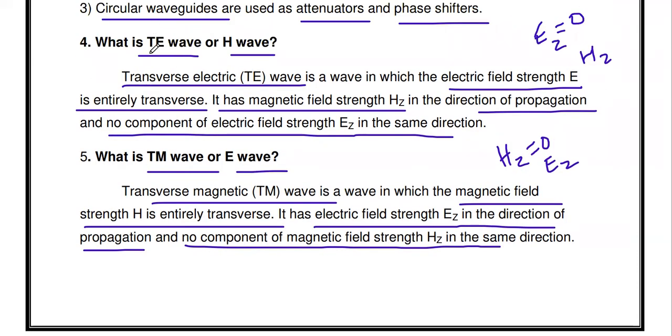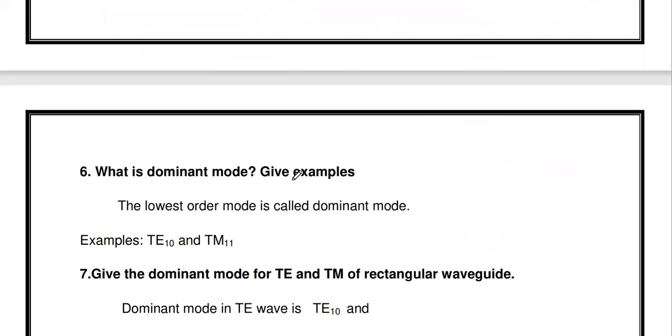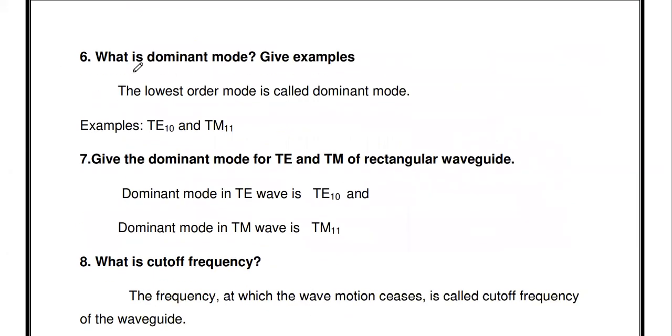So, shortly saying, for a TE wave, the EZ component is 0 and the HZ component is available. In a TM wave, the magnetic field component in the Z direction is 0 and the electric field component is available. That is the difference between the TE and TM wave. This TE and TM wave is an important 2-mark question. And the next one: what is dominant mode, and give an example.